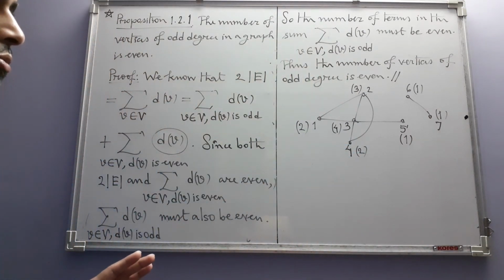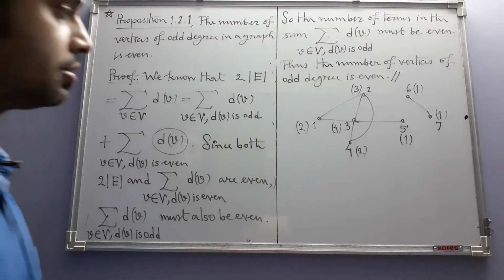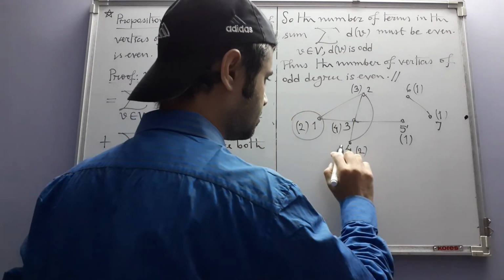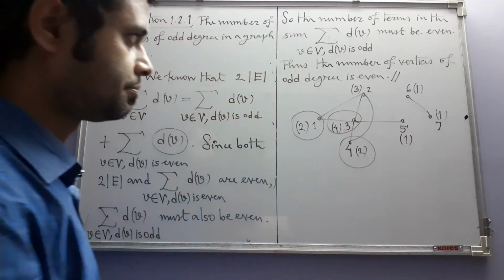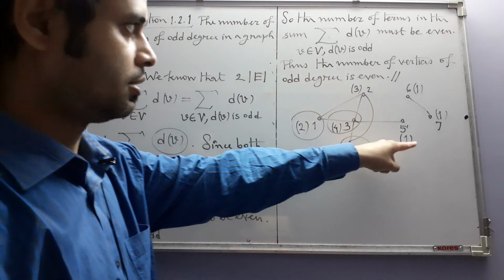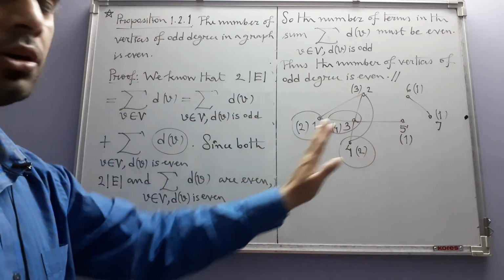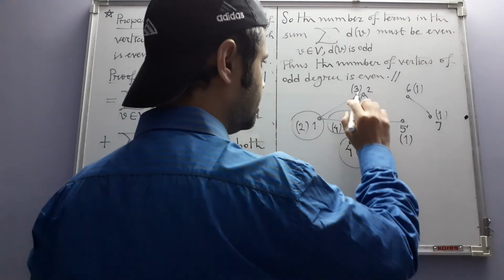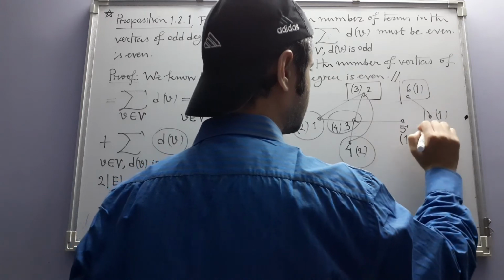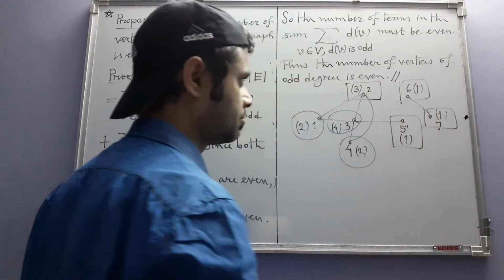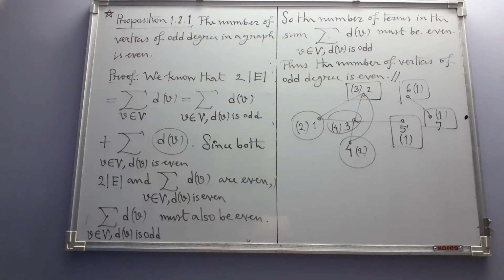So what are the even degrees? This and this 3. For the rest it is either 3 or 1. So these are the vertices of odd degree, and they are 4 in number. The number of vertices of odd degree is even. Whatever graph you draw or you consider, this is always going to happen.